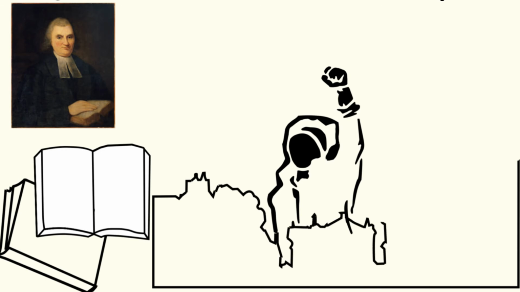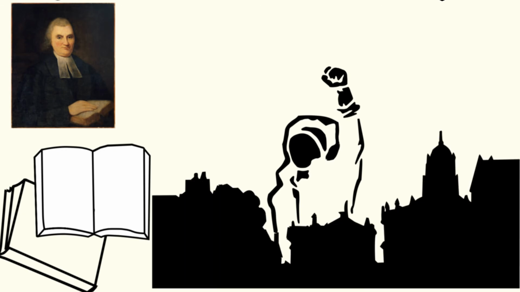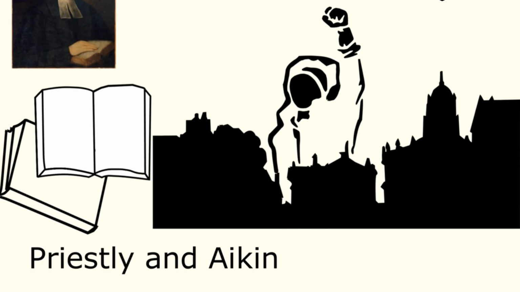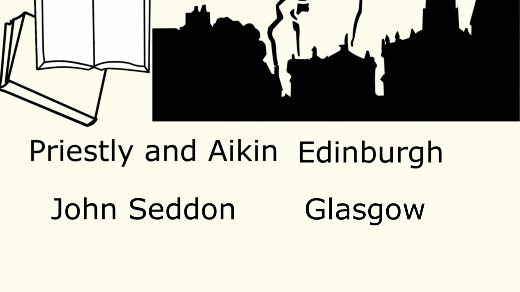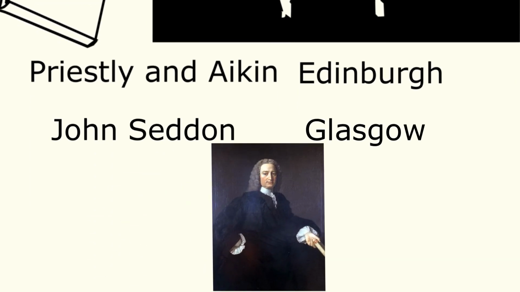Many of the dissenters we discussed earned a degree from Scottish universities: Priestley and Aikin from Edinburgh, Aikin's partner John Seddon from Glasgow. Professors like Hudson gave lectures completely in English, which shows the rise of the vernacular in universities.